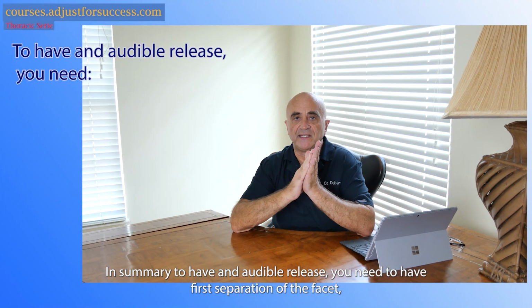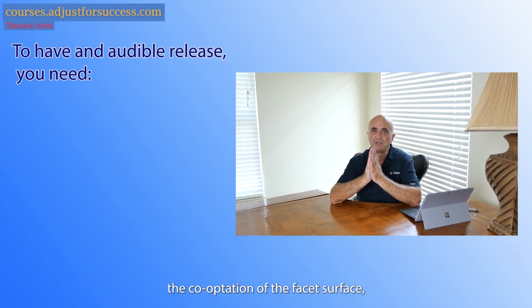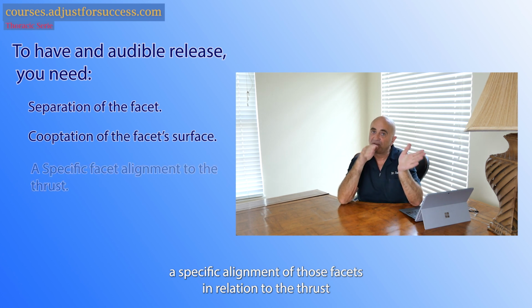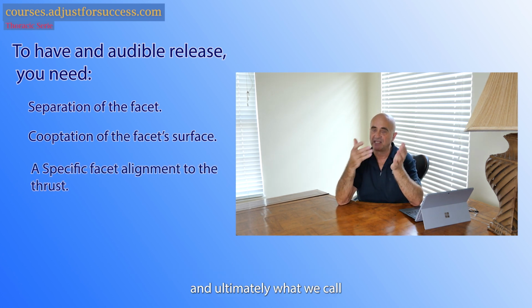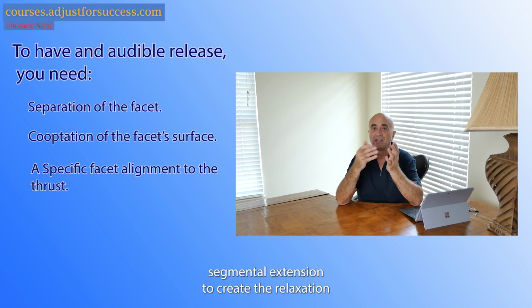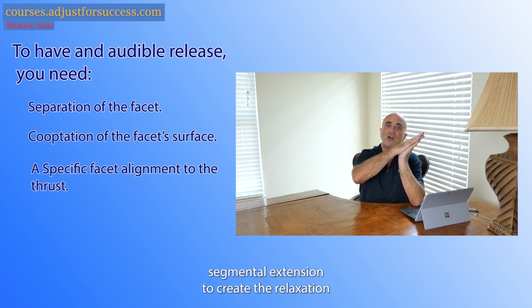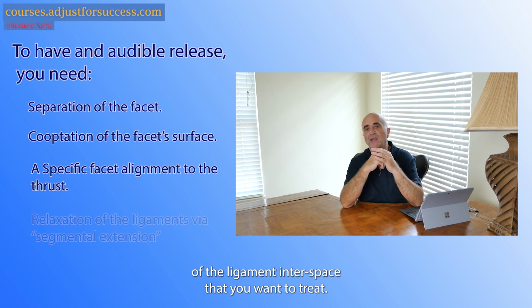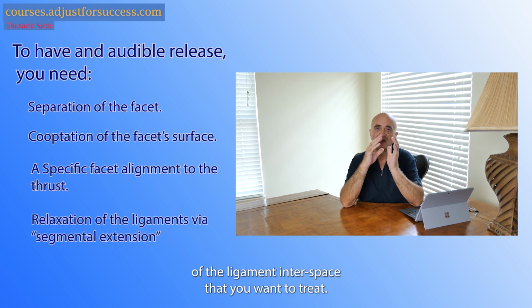So in summary, to have an audible release, you need first separation of the facet, a coaptation of the facet, a specific alignment of those facets in relation to the thrust, and ultimately what we call segmental extension to create a relaxation of the ligament at the interspace that you want to treat.